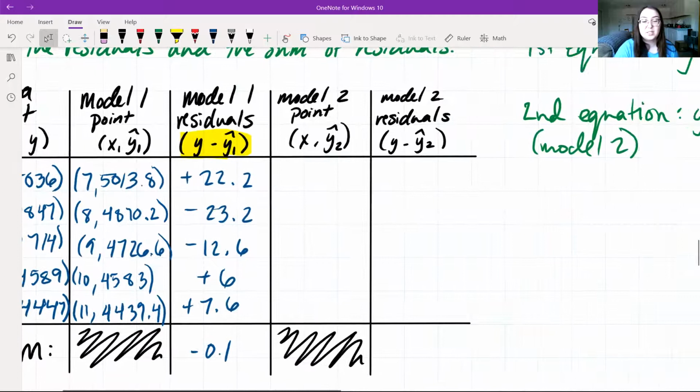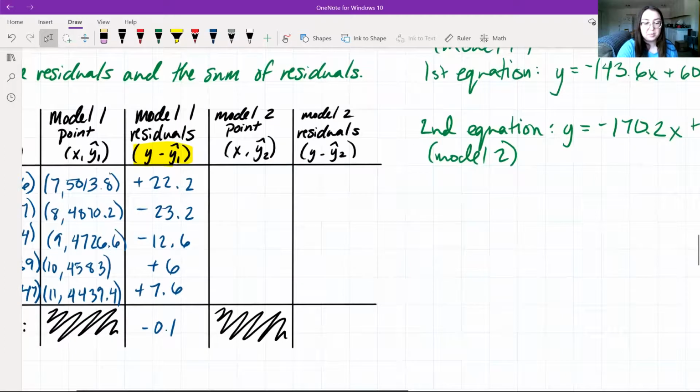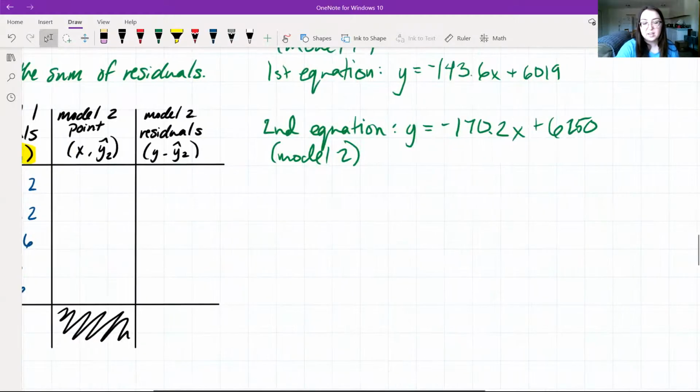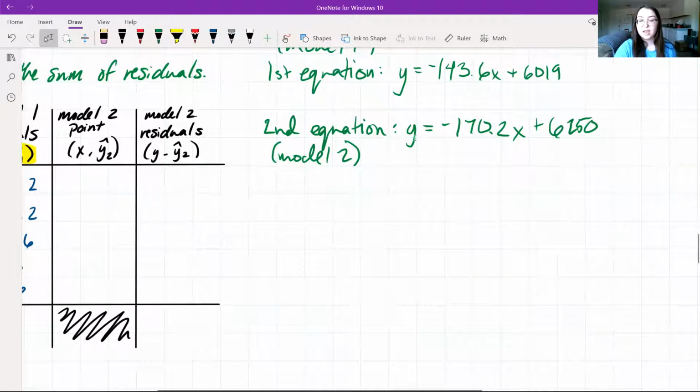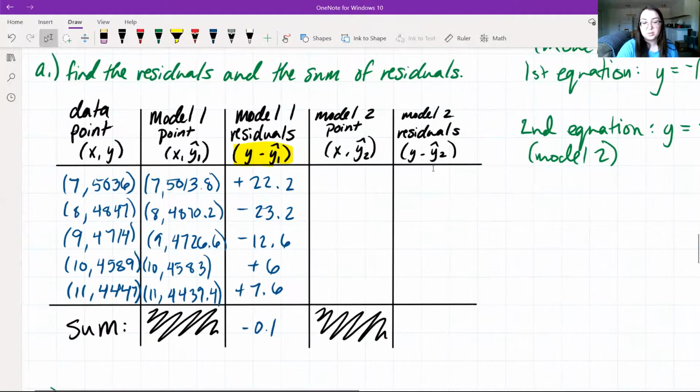And now I want to do the same thing for model 2. So now we're going to be plugging in our values of x into our second equation here. This equation right here. So you want to do that for each value of x. So we have 7 through 11. And you want to calculate these to get your y hat values, which we are going to plug into our model 2 here. So once again, I invite you to take a moment and calculate these on your own.